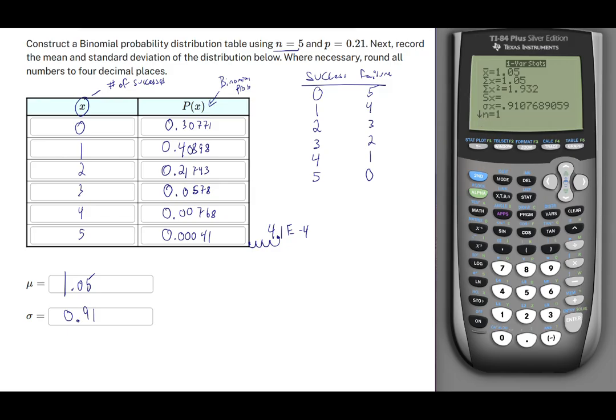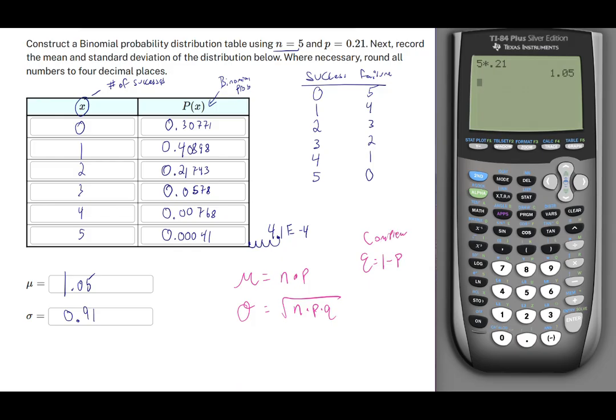If you've been following along with the class notes, you know that there is also a way of finding the mean and standard deviation using formulas. The mean can be found with the formula n times p, which just means we could do 5 times the probability of 0.21, which again would give us 1.05. And the standard deviation is the square root of n times p times q, where q is 1 minus p, or the complement. If the probability of success is 0.21, then the probability of failure is 0.79.